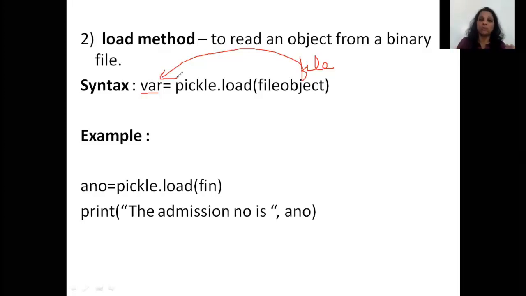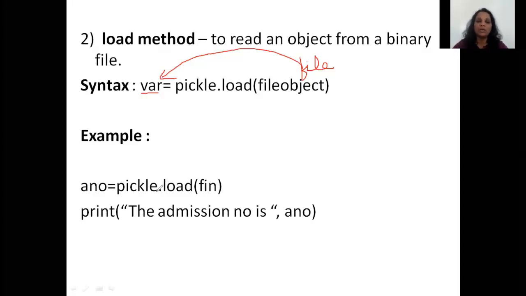So let's assume I dumped an admission number, which was an integer. Next, I dumped a name. Next, I dumped a percentage, which was float. Okay. So the first load will return me the admission number, which is an integer. The second load will return me a string, which is the name. And the third load will return me the percentage, which is a float. So what you dump is what is going to get loaded. The load is going to work in the exact order of how the dump was done. Is that clear?